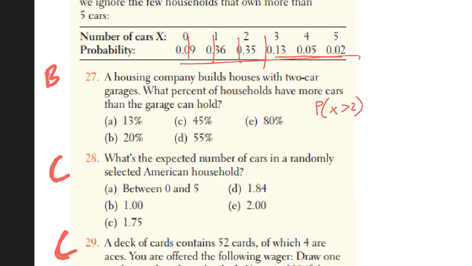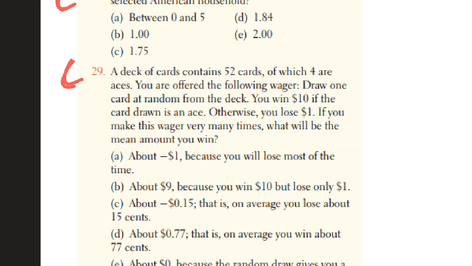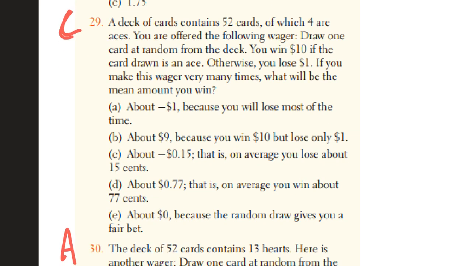Scroll down. So C, a deck of cards contains 52 cards. Yep, that's true. Okay. If you make this wager, what will be the amount that you win? This is simply your expected value. So we should just make a quick little probability distribution. And so you either make $10 or you lose 1. That's 4/52, that's 48/52. Then you multiply down and add across, you get negative 8/52, which is C, negative 15 cents.